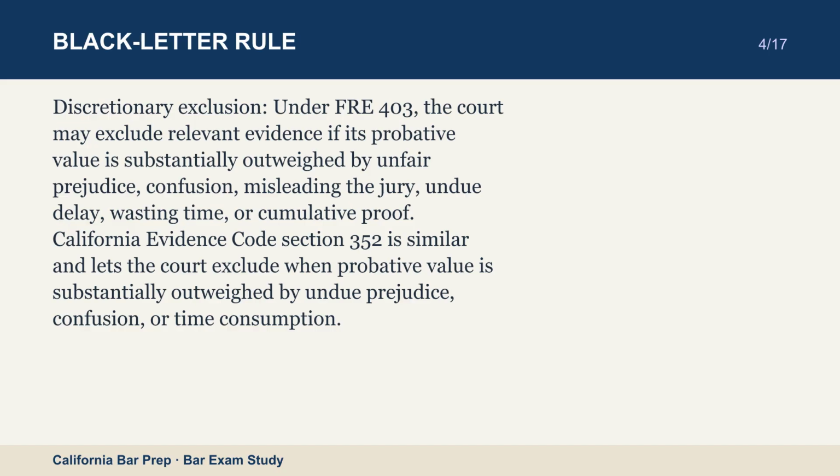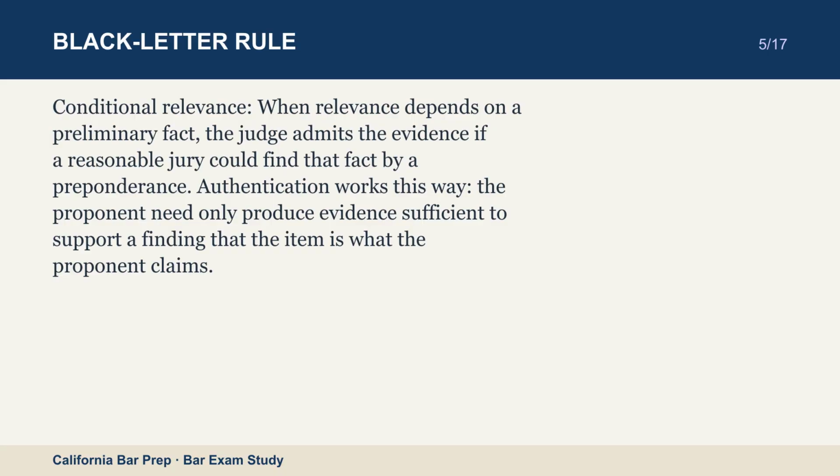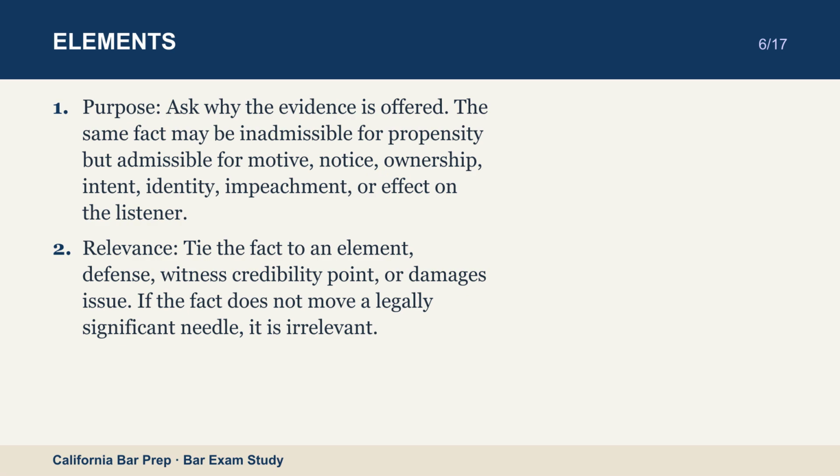Conditional relevance. When relevance depends on a preliminary fact, the judge admits the evidence if a reasonable jury could find that fact by a preponderance. Authentication works this way. The proponent need only produce evidence sufficient to support a finding that the item is what the proponent claims. Purpose. Ask why the evidence is offered. The same fact may be inadmissible for propensity, but admissible for motive, notice, ownership, intent, identity, impeachment, or effect on the listener. Relevance. Tie the fact to an element, defense, witness credibility point, or damages issue.